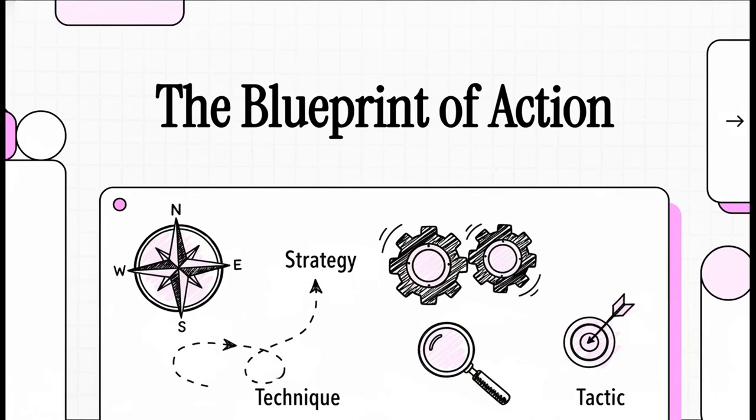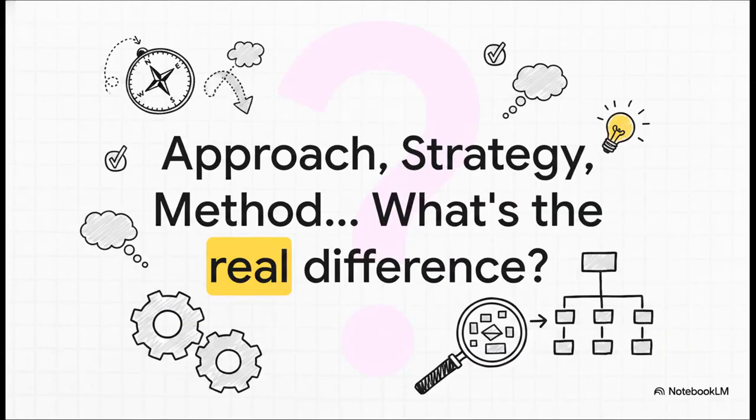All right, let's talk about turning ideas into action. Today, we're creating the ultimate blueprint by finally sorting out 5 words we all use, but maybe don't fully understand: approach, strategy, method, technique, and tactic. Right? We throw these words around constantly in project planning, in business, even just when we're trying to learn a new hobby. But what really separates them?